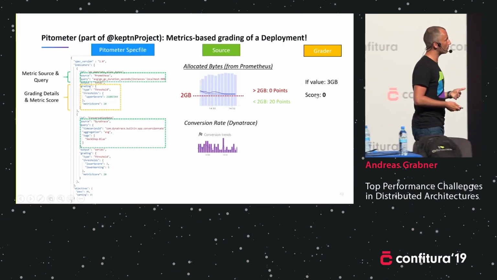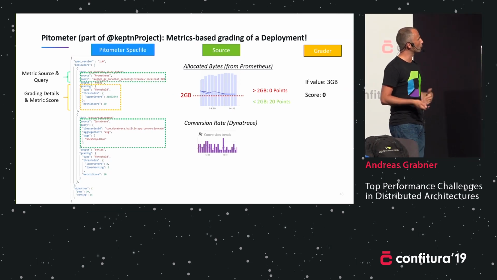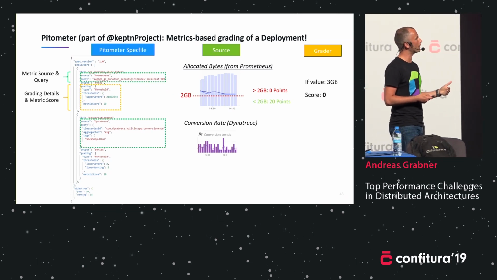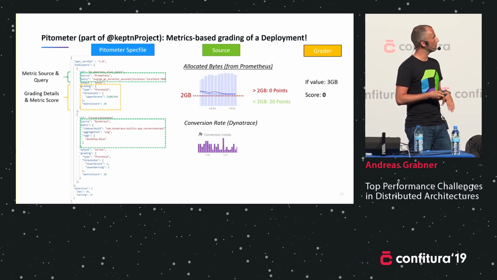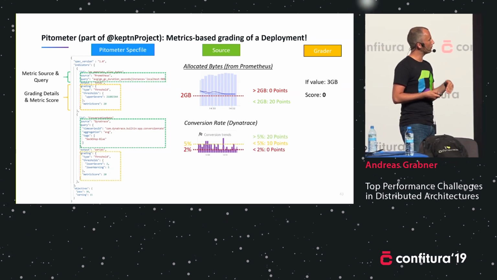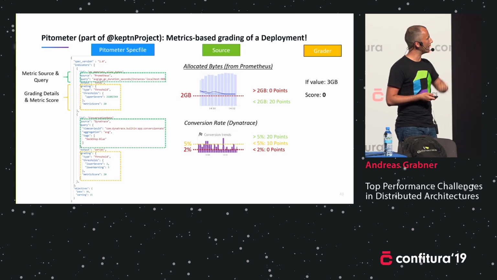Looking at the next metric, because this works with multiple metrics from different tools. In this case, I'm looking at conversion rate of Dynatrace, and I also have thresholds. Now I have severe and warning.